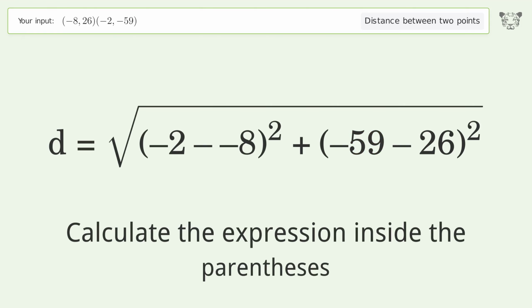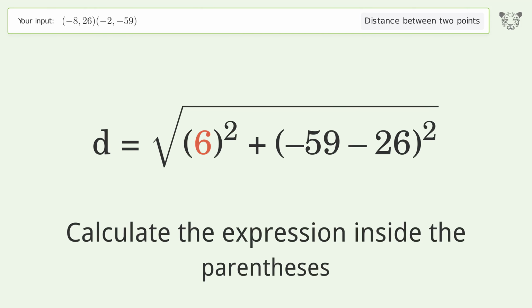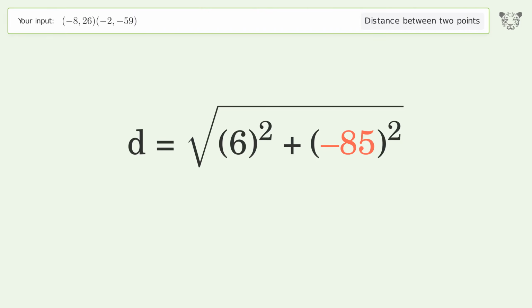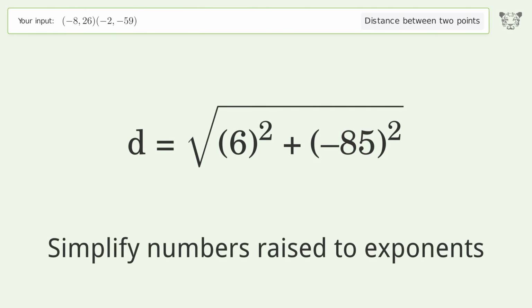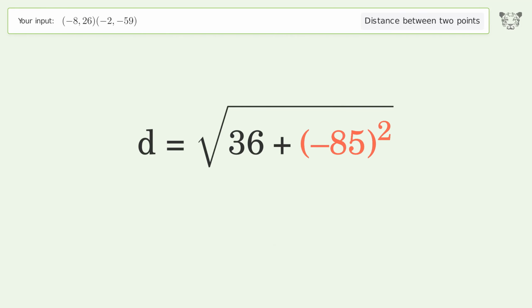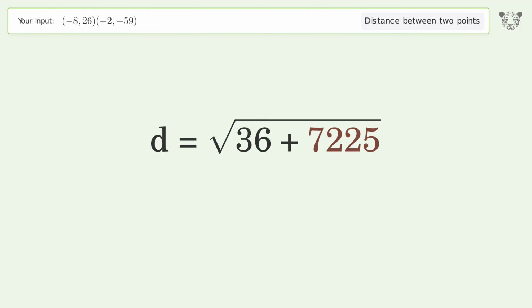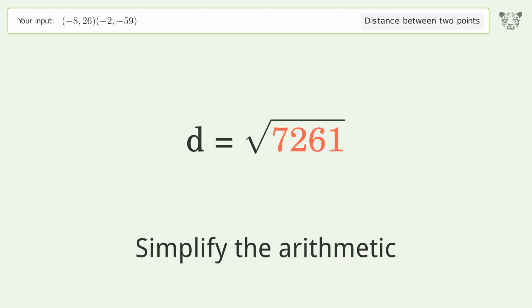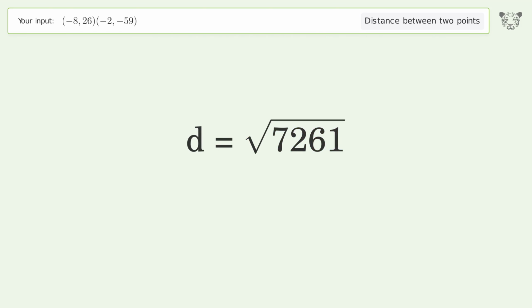Calculate the expression inside the parentheses. Simplify numbers raised to exponents. Simplify the arithmetic. And so the distance between the 2 points is the square root of 7,261, or 85.212.